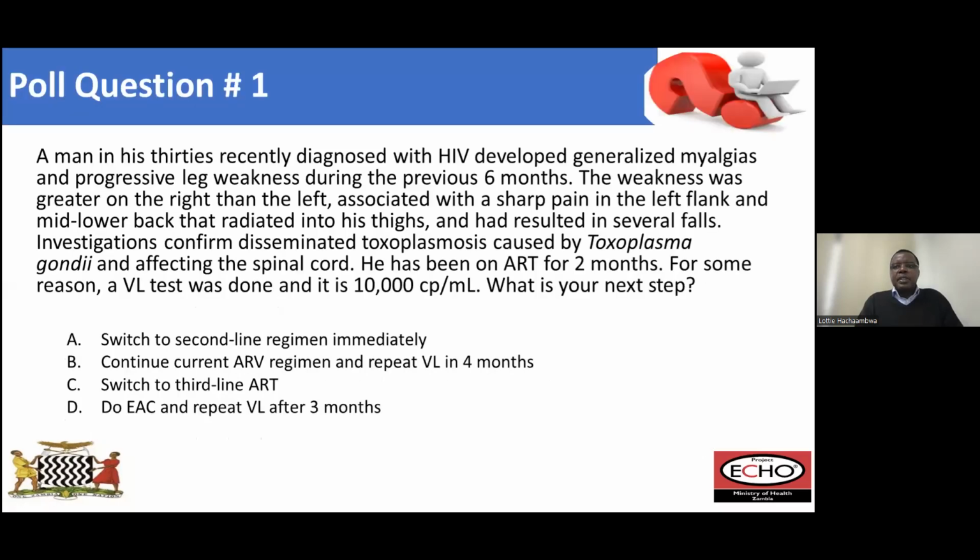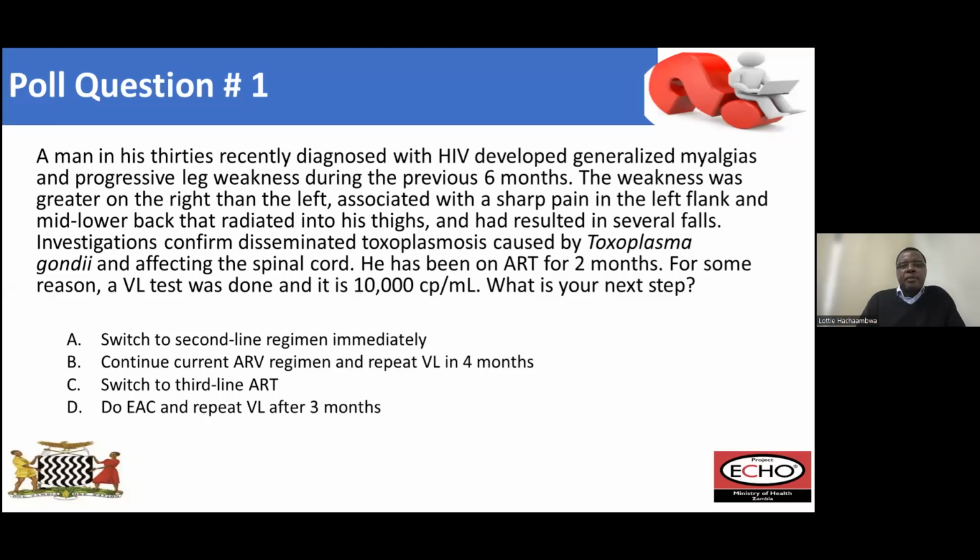Okay, the first poll question is: a man in his 30s is diagnosed with HIV disease, and he developed generalized myalgias and progressive weakness of the legs during the previous 6 months. The weakness was greater on the right than on the left, and it's associated with sharp pain in the left flank and mid-lower back that radiated to his thighs. Basically, he has radiculopathy, and because of that, he has frequent falls.